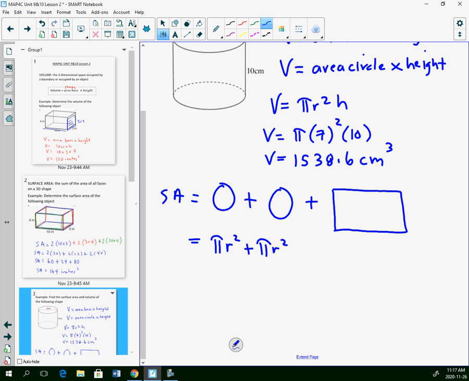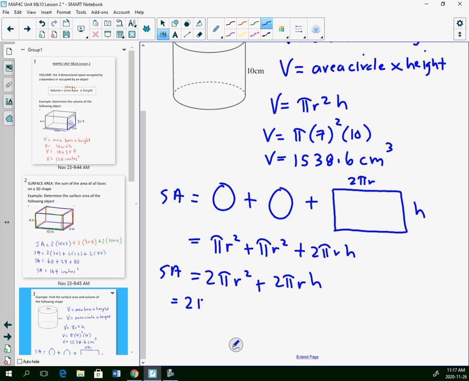Now, the dimensions of the rectangle: we've got the height, so we know that's the height. The length of the cylinder, or the width, is also the circumference of the circle. So if I opened up that circle, that width or length is the circumference of the circle. So that's why the formula is 2 pi r h. So you have two circles and then 2 pi r h as that rectangle.